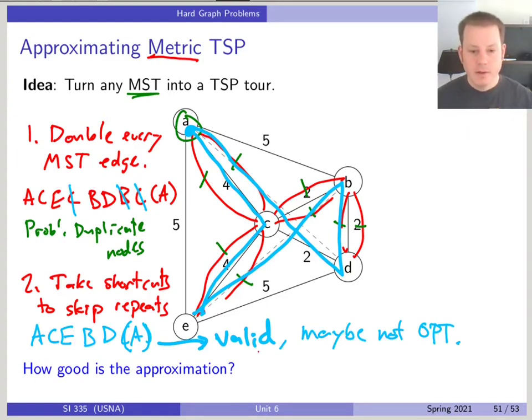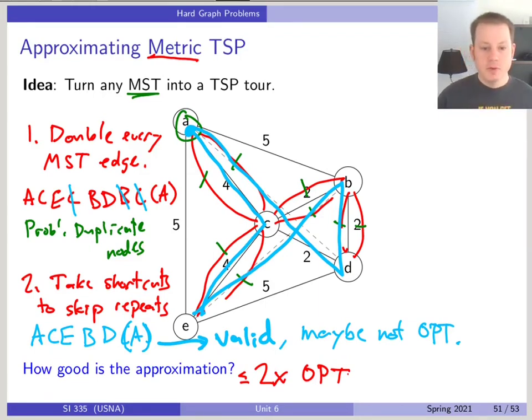So the shortcuts that we took to go from step one to step two are only allowed to make it shorter. So what that means is that we have at most a 2x approximation, because we know that the optimal solution is certainly bigger than the minimum spanning tree, and the solution that we have is less than or equal to 2x the minimum spanning tree. And so that means that the solution we have is less than or equal to 2x the optimum one. So in this case, for this small graph, it looks pretty bad, this blue approximate solution that we got. But in general, for a very large problem, this 2x solution is maybe pretty good.